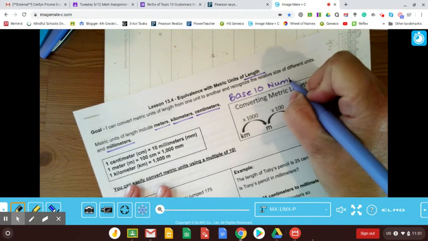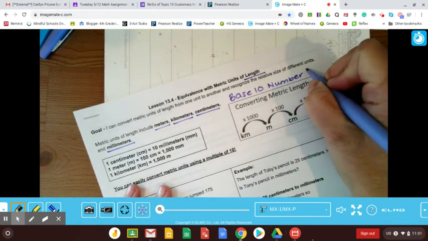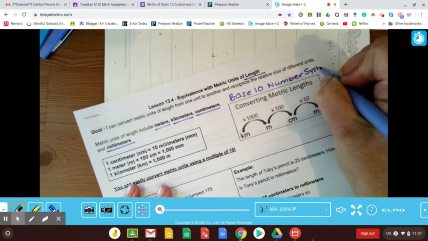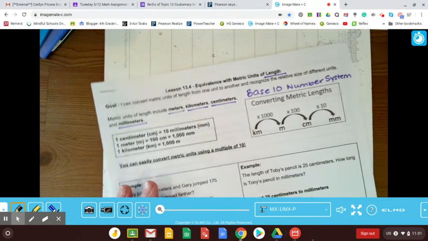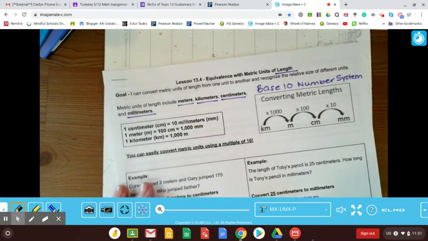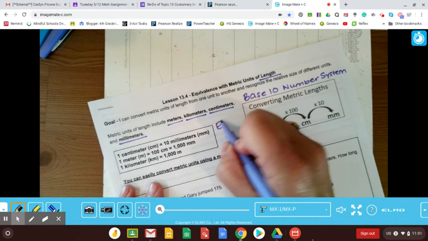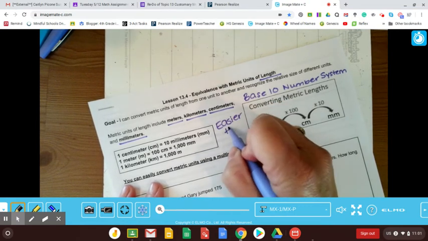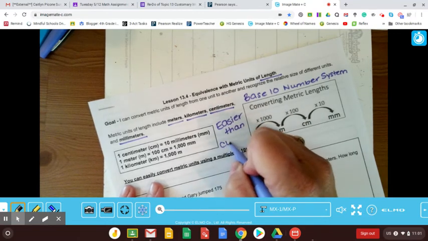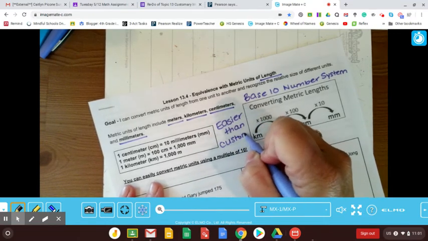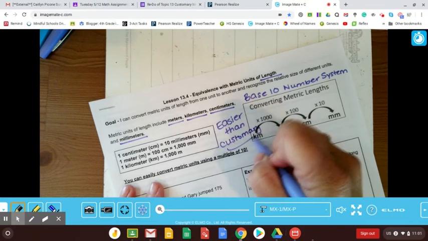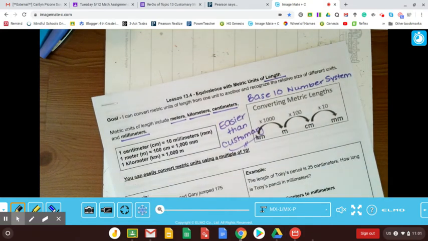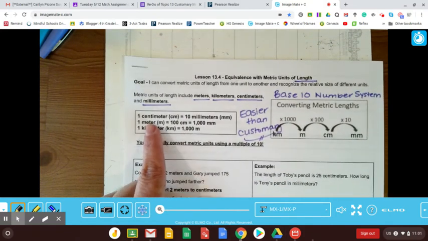And because of that, we are dealing with a lot of zeros, and it makes multiplying and dividing a lot easier. So I think that it is easier than customary. And we like anything that's easy, right? All right, some conversions to know.